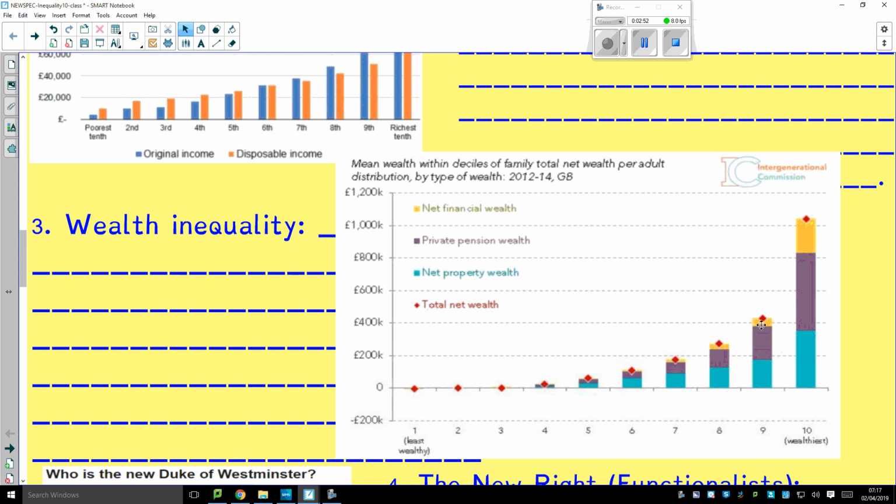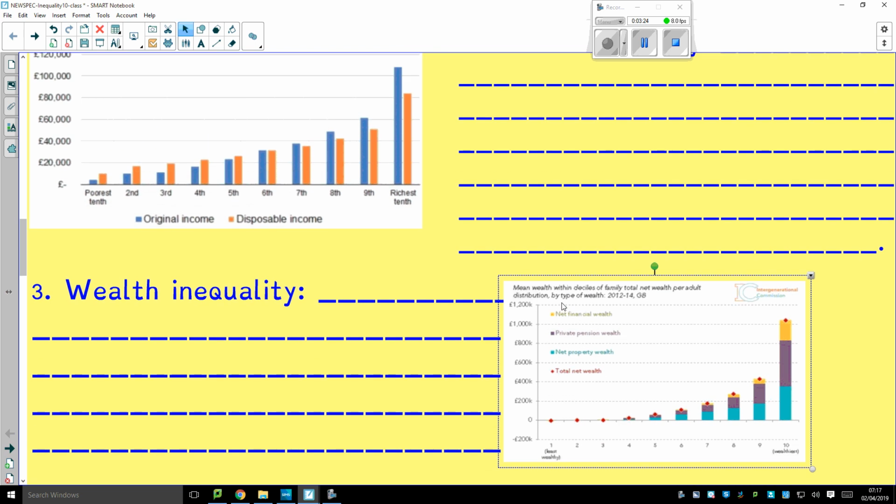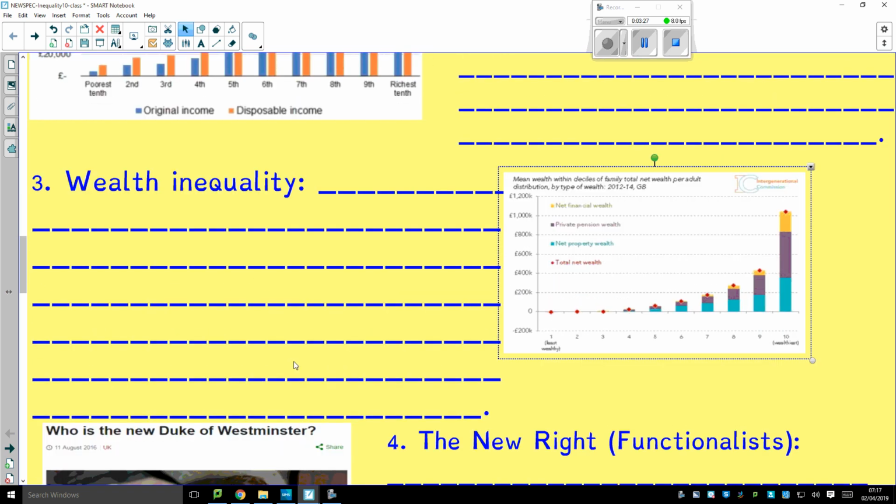And then you get to the ninth 10%, the ninth decile, they've got 400 grand's worth of wealth. Go to the top 10%, they've got over £1 million of wealth, usually through property, pension, stocks and shares. For most of these people, their wealth is a mix of pension and property if you own your own house, for example, rather than renting. So we've definitely got income inequality, we've definitely got wealth inequality.